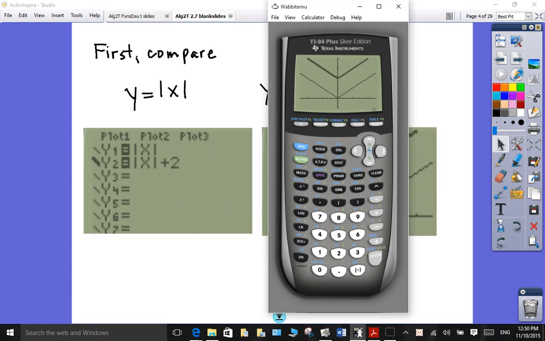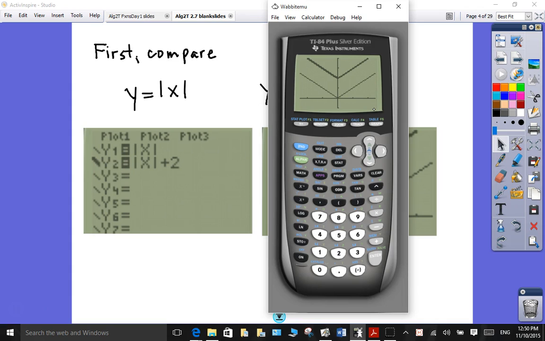What does it look like it did to the graph of the function by adding a 2 after the absolute value? How did it shift? Up 2. See that? That's a tick mark. Up 1, up 2. So by adding a 2 after the absolute value, it moved the graph up 2.